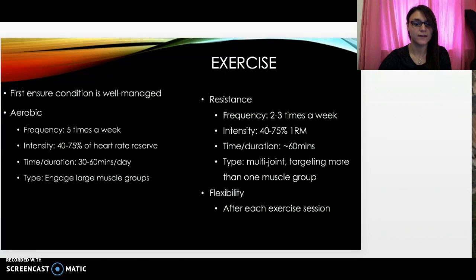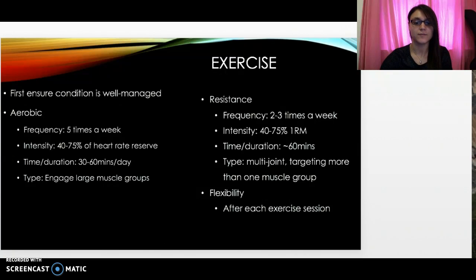For aerobic training, her frequency should be 5 times a week to improve cardiorespiratory fitness and help increase energy. Her intensity should be low to moderate, so about 40 to 75% of her heart rate reserve. Her duration should be 30 to 60 minutes a day. She can progress as she progresses through the exercise program.